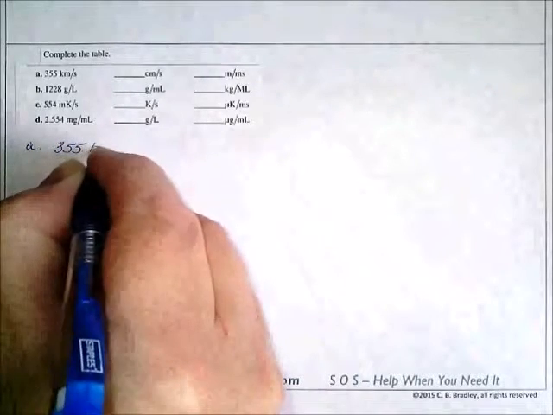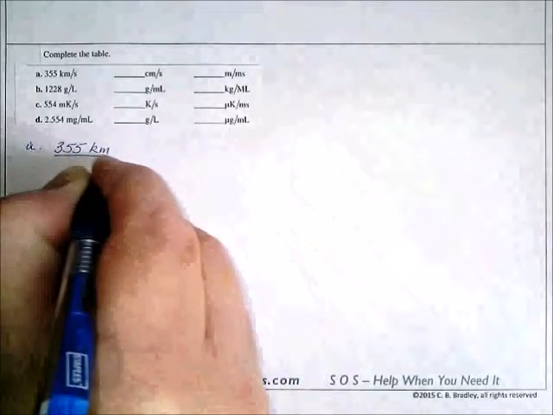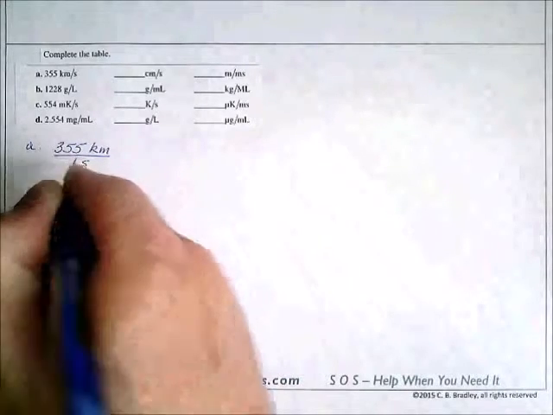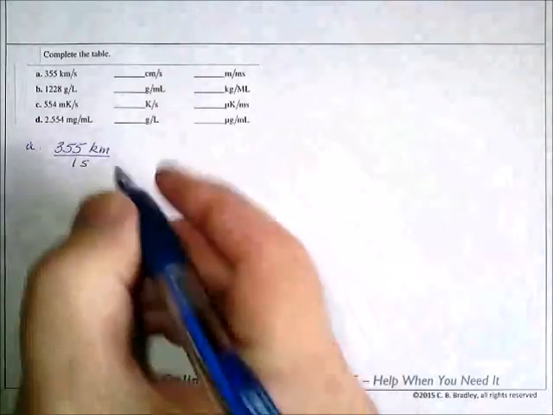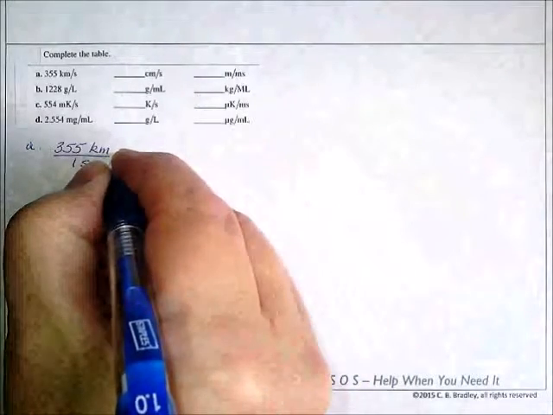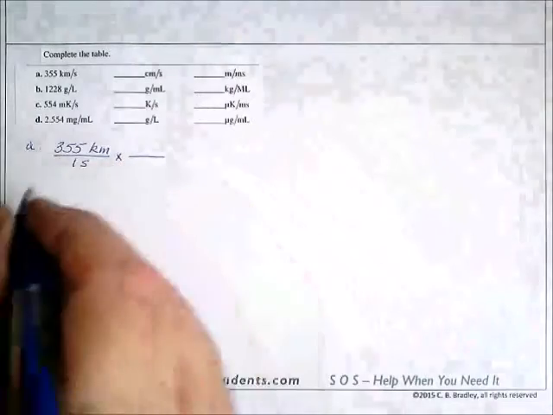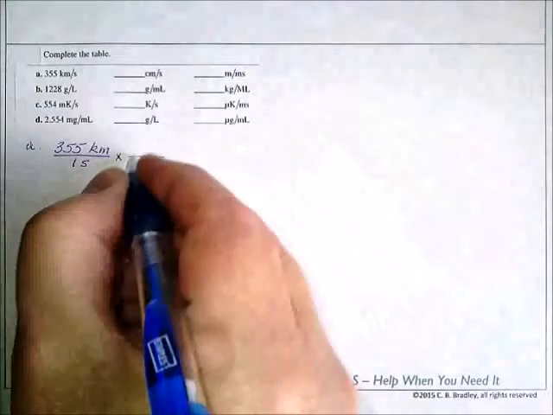355 kilometers per 1 second. That's important. Dividing it out this way makes it so much easier to handle the calculations. Alright, we're going from kilometers to centimeters.